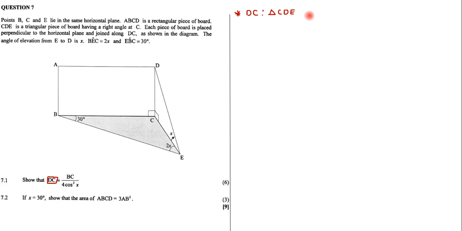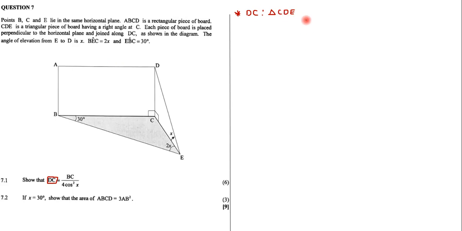I asked which triangle it belongs to because this is trigonometry, and in trigonometry we deal with triangles. So we don't deal with rectangles, circles, and all of that. We always make sure that we spend more time dealing with triangles. So in this case, we have CDE.